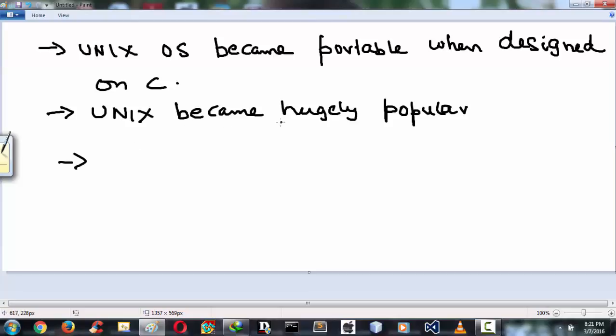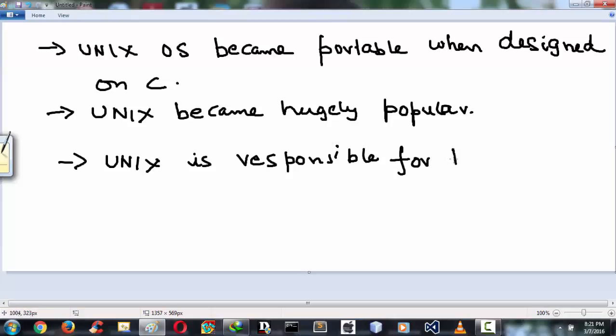So how did the scientists or engineers do this? They turned their attention to C language. Initially, Unix is responsible for the popularity of C language. So Unix is responsible for the popularity of C.